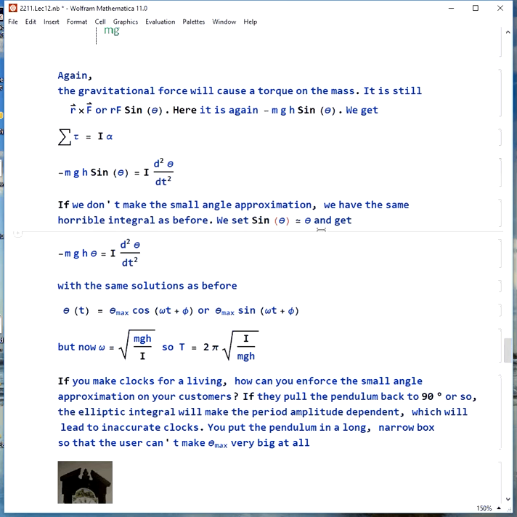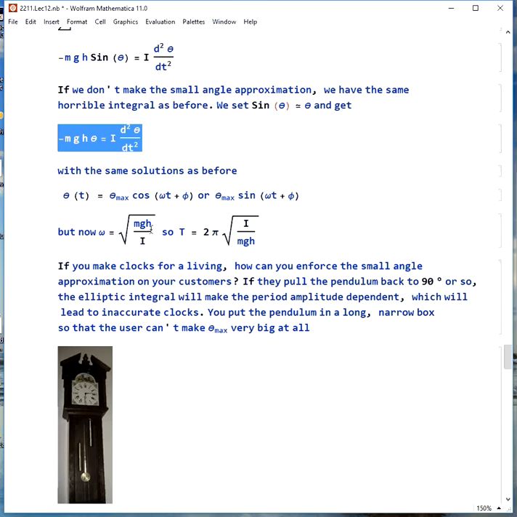So we'll have a good clock, but only if we can keep people from pulling the pendulum out too far to the left. If you make clocks for a living, how do you keep people from ruining the time reliability of your clock? What you can do is make it impossible for them to pull the pendulum back too far. The way you do that is to put it in a tall, narrow case, like a grandfather clock. You can see here the pendulum can only move a little bit to the left and right before it's stopped.